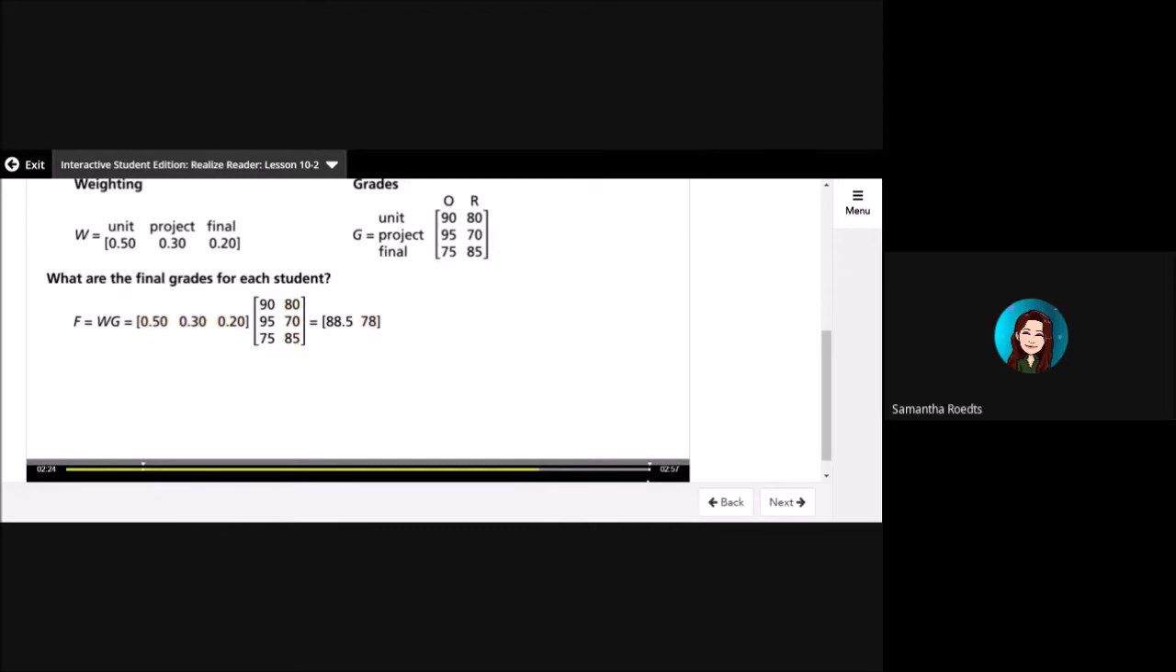Since you are multiplying elements of the rows of W by elements of the columns of G, it is important that the number of elements in each row of W is equal to the number of elements in each column of G. In general, the product matrix QR has the same number of rows, r sub Q, as Q, and the same number of columns, c sub R, as R. If the number of columns in the first matrix does not match the number of rows in the second matrix, then the product matrix does not exist.